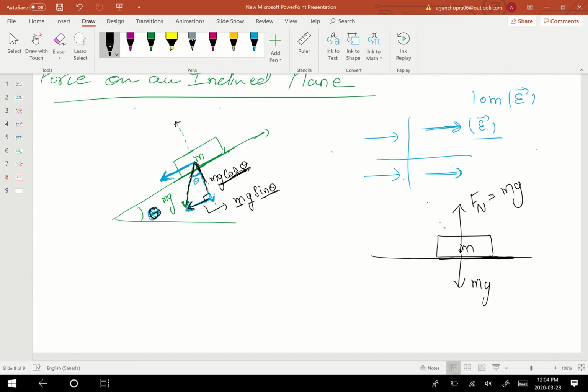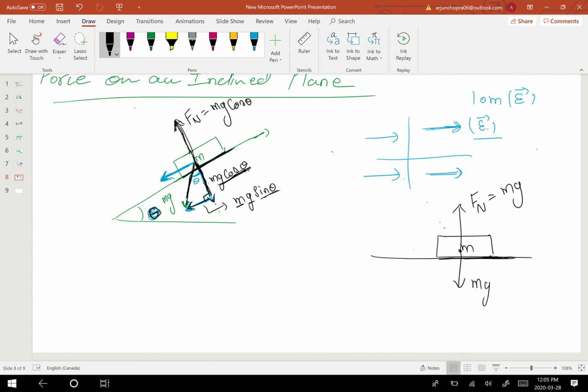This is not the force acting in the downward direction, although this is acting in the downward, but this is not normal to this surface. So that's why I'm trying to take the component of this force which is acting normal to the surface. So if this is normal to the surface, opposite to this one will be Fn, and then this will be an equal and opposite force. This is mg cos theta.